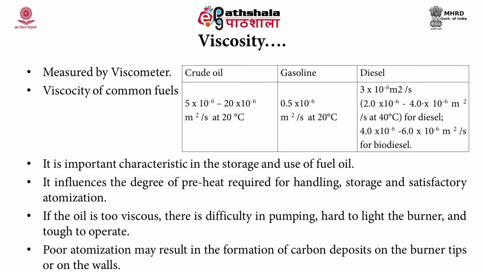The crude oil has viscosity in the range of 5 to 20 × 10^-6 m²/s. Gasoline has 0.5 × 10^-6 m²/s and diesel has an average of 3 × 10^-6 m²/s, with a range of 2 to 4 × 10^-6 m²/s, and the biodiesel has a range of 4 to 6 × 10^-6 m²/s. Here you can see that the crude oil has a little bit more viscosity than the gasoline and the diesel.